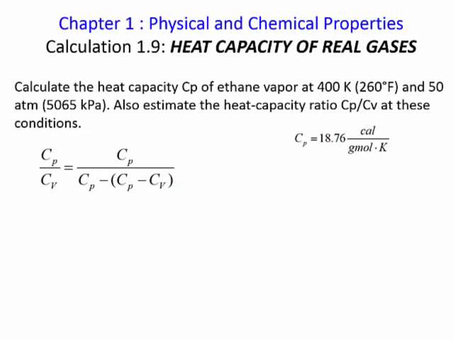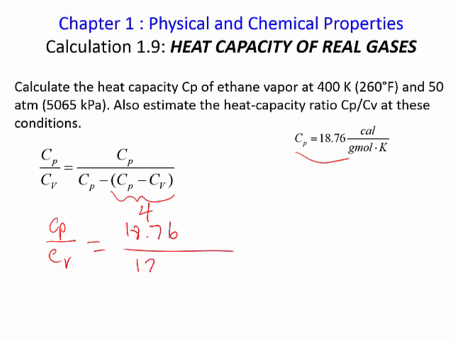Now, we can use Cp that we have already calculated as 18.76 and the Cp minus Cv equal to 4 that we found from the chart. So Cp over Cv would be equal to 18.76 divided by 18.76 minus 4. This will give me 1.27 as the ratio of Cp over Cv.